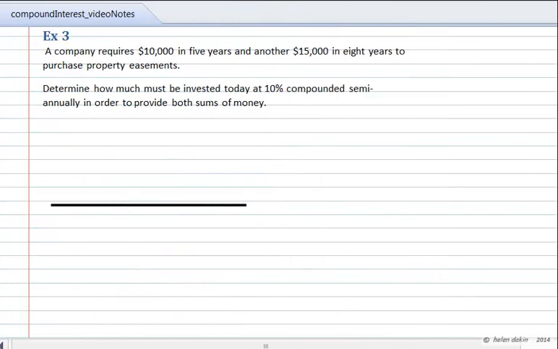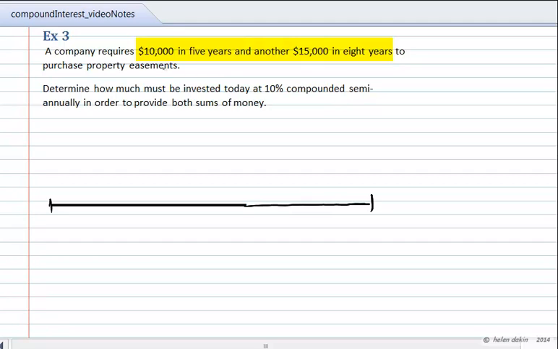Example 3. A company requires $10,000 in 5 years and another $15,000 in 8 years in order to purchase property easements. Determine how much money must be invested today at 10% compounded semi-annually in order to provide both sums of money. Let us start with the time diagram.